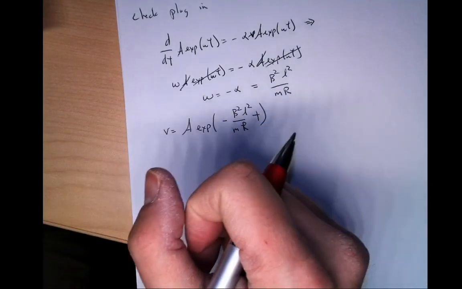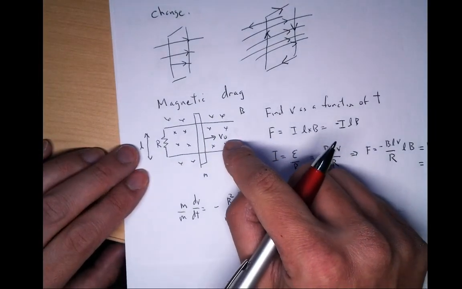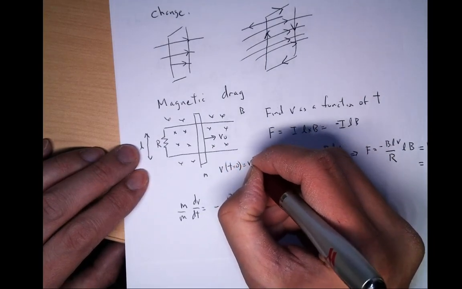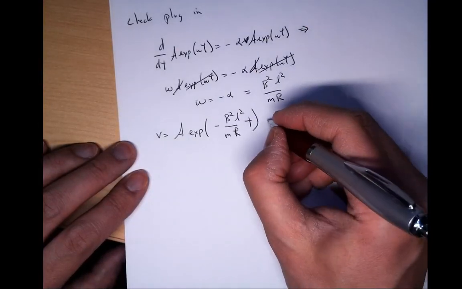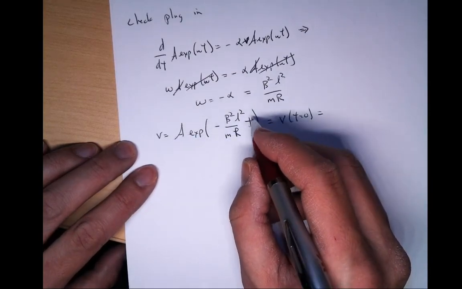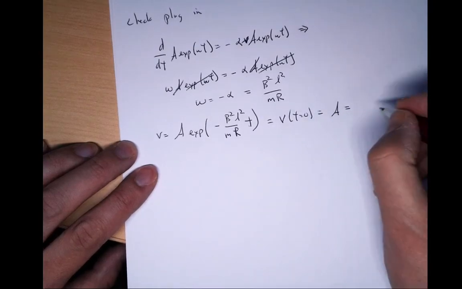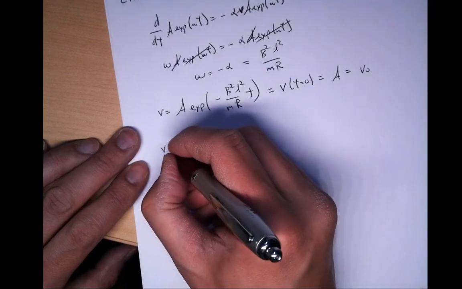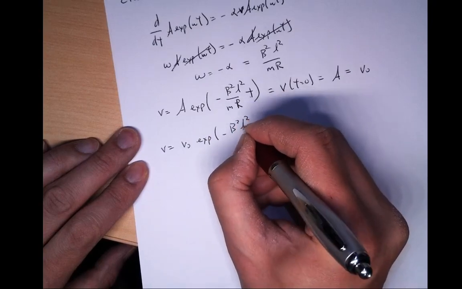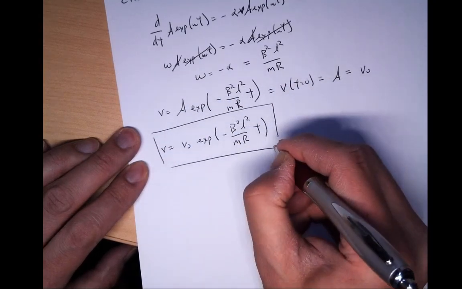Now we need the final piece of information, which is what this velocity at t equals 0 is. Let's go back. The velocity at t equals 0 was v0. So plug that in: v at t equals 0 is equal to, you plug a 0 in here, that's 0 times that, exponent of 0 is 1. That's A, which we also know is equal to v0. And so now we're done. v is equal to v0 exponent minus B squared L squared over mR times t. And that's it.